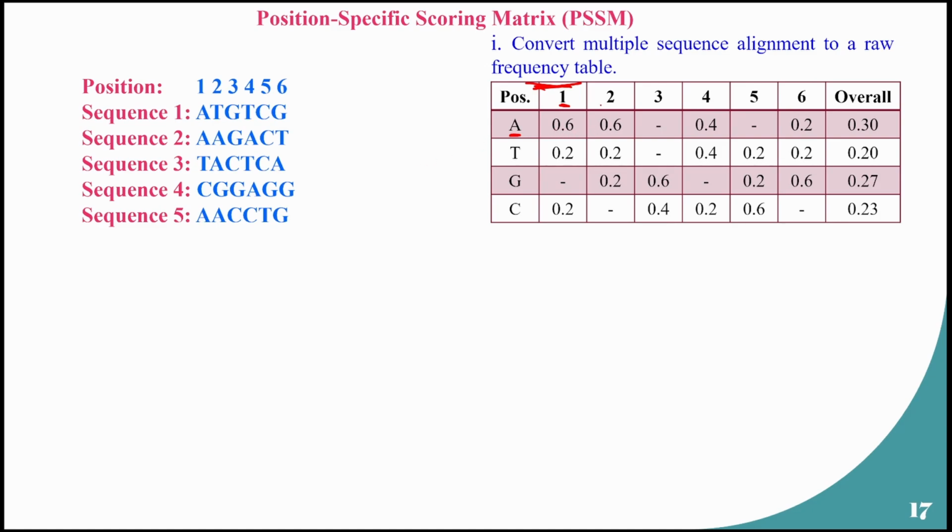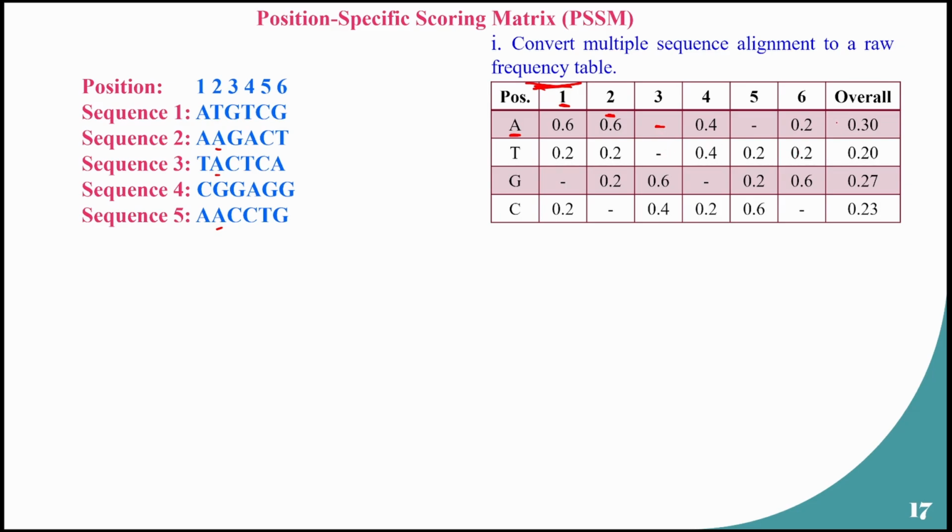And in the case of position 2 as well, if you count for the A, how many A's are present here? You see 1, 2, 3 A's. So again, 3 by 5, that should be 0.6, and so on and so forth. If for a particular position no such base is present, for example in position 3 you don't see any A, it's only G's and C's, you just skip this particular cell, or you just keep putting any value in this particular case.